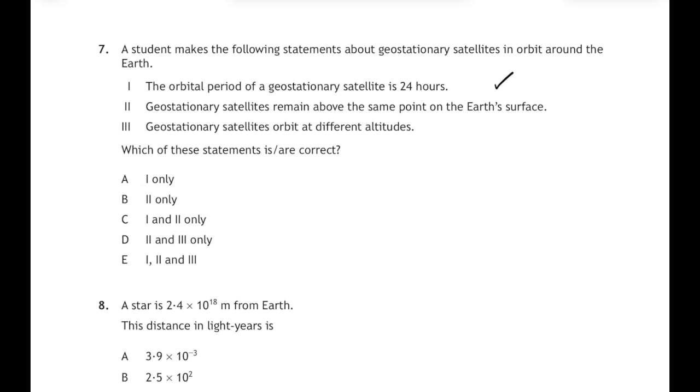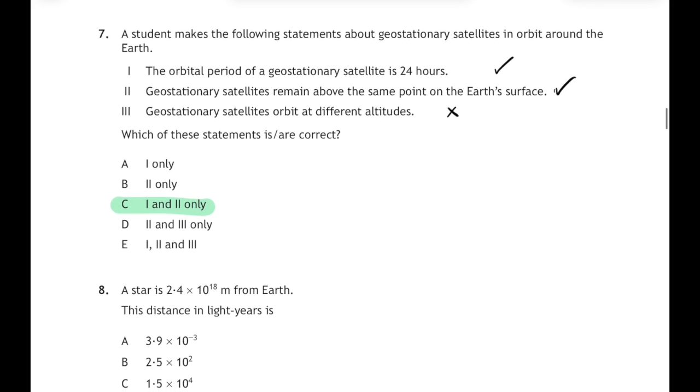Statement 2, geostationary satellites remain above the same point on the Earth's surface. Yes, they do. That's what makes them geostationary. And statement 3, geostationary satellites orbit at different altitudes. No, they don't. They all orbit at exactly the same altitude of 36,000 kilometres. So statement 3 is incorrect. So it's 1 and 2 only. That's answer C.